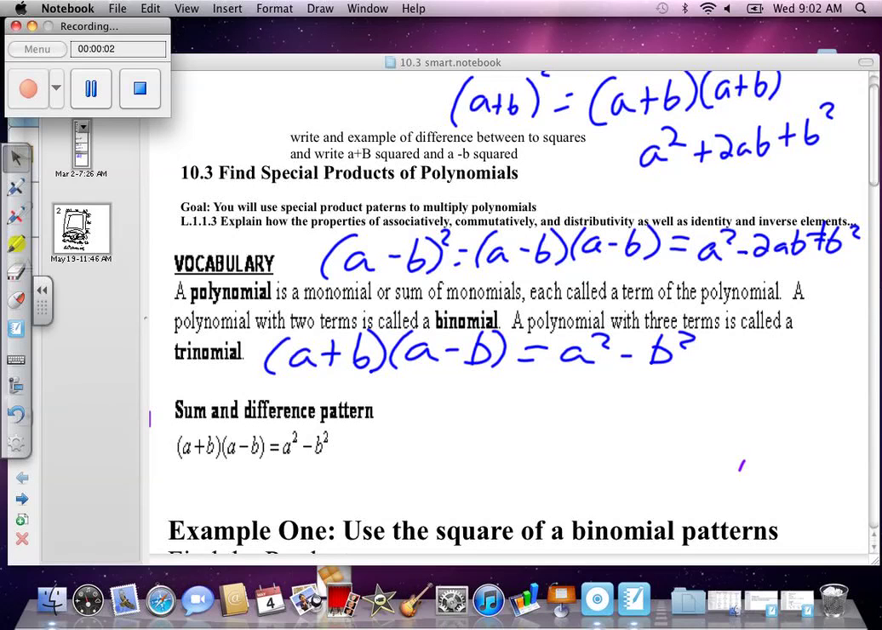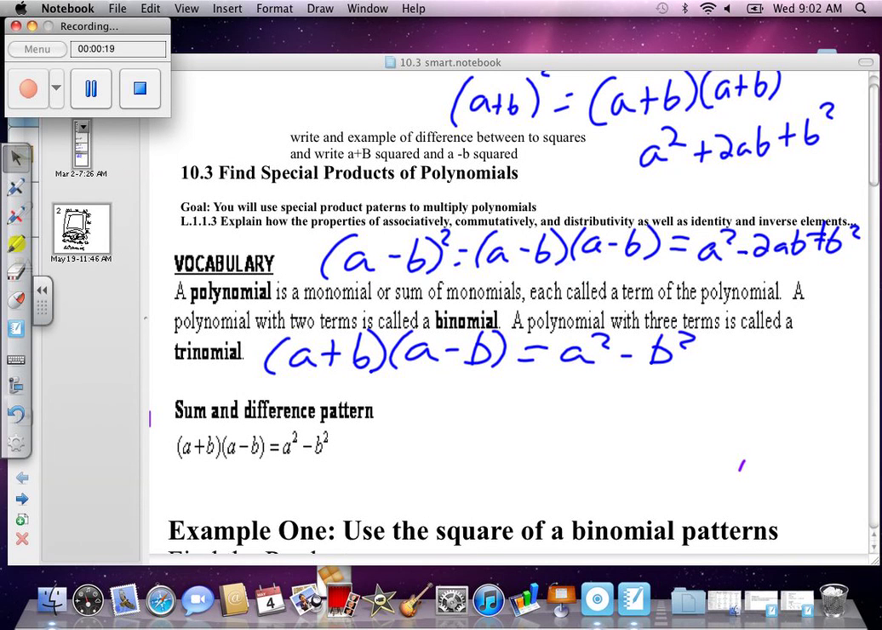Ladies and gentlemen, we are talking today about finding special products of polynomials. So it's the same thing where we're multiplying, but there's quicker ways to do it. If they look like something, we know it's a special product, and we can just stick it in a quick formula and we're done.